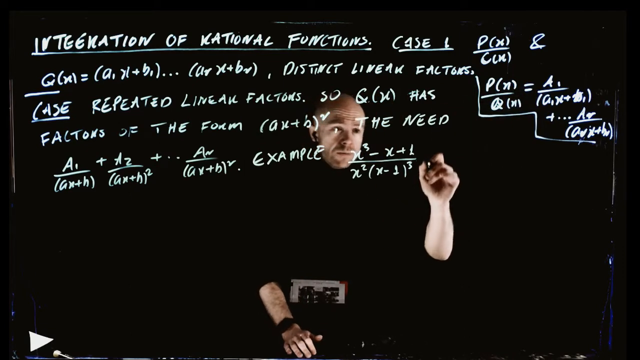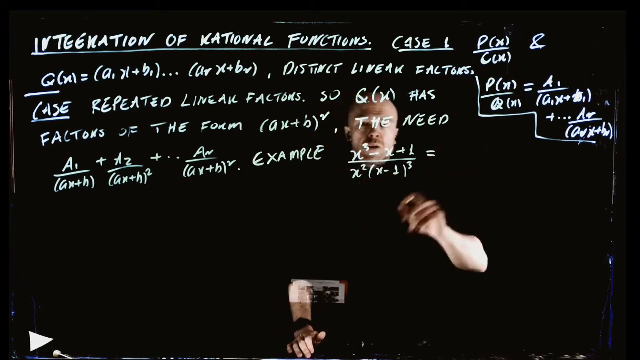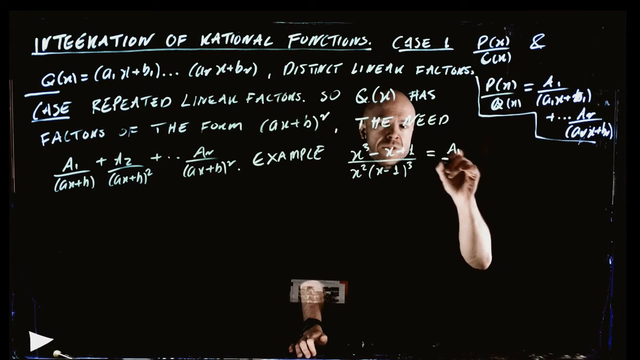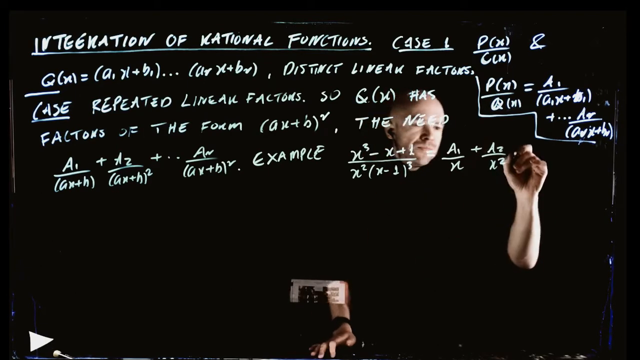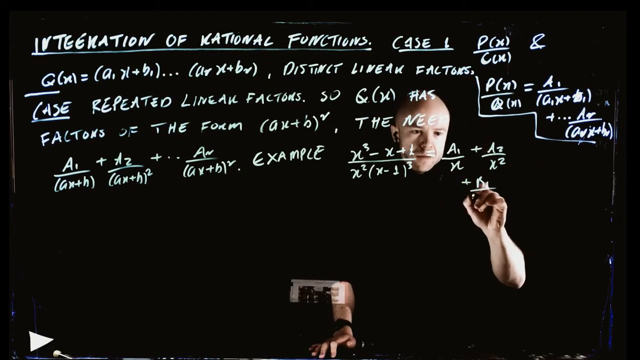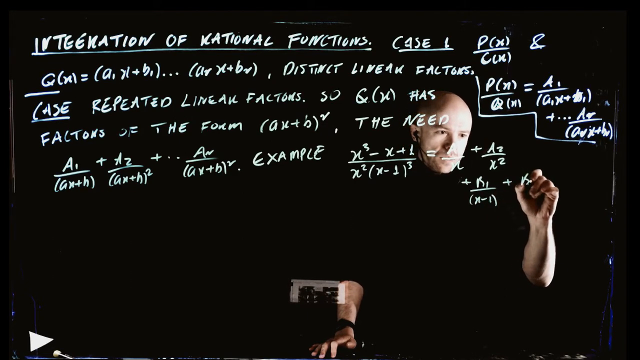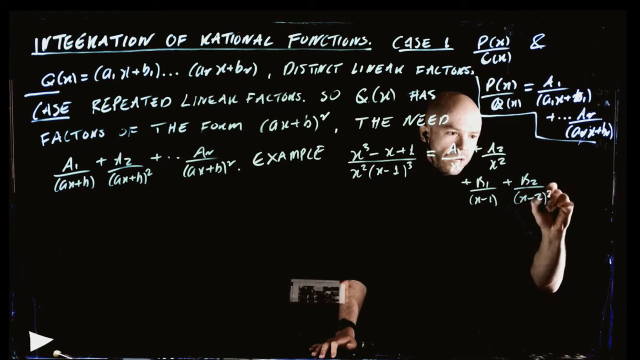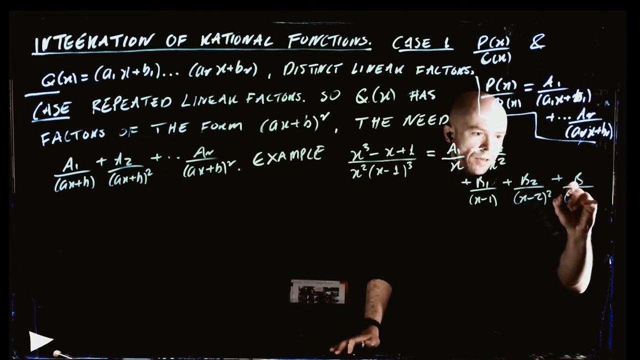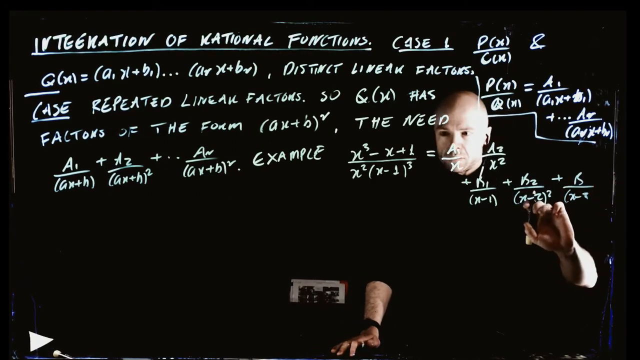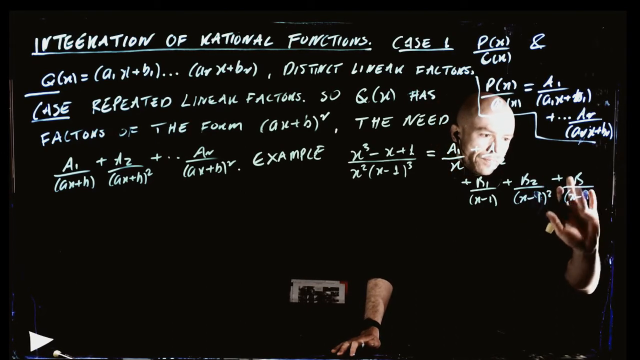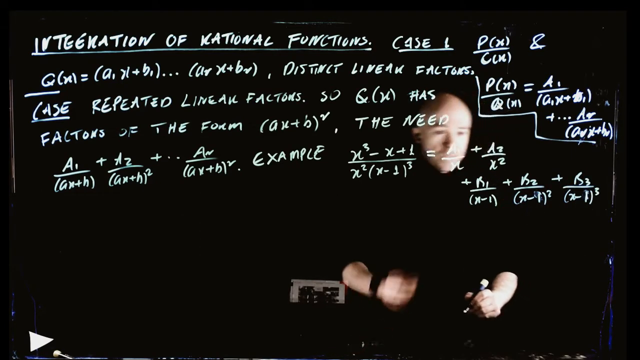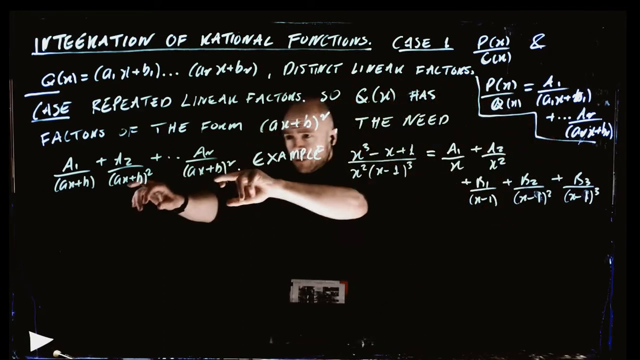So according to this form, this thing can be written in the following way. We have, say, a1 over x plus a2 over x squared, deal with this guy. And then let's put b1 over x minus 1, b2 over x minus 1 squared, plus b3 over x minus 1 to the power 3. Like this. This is following this form.